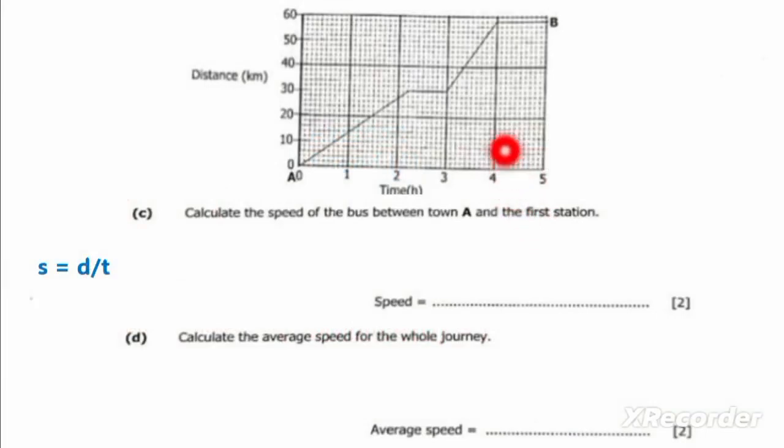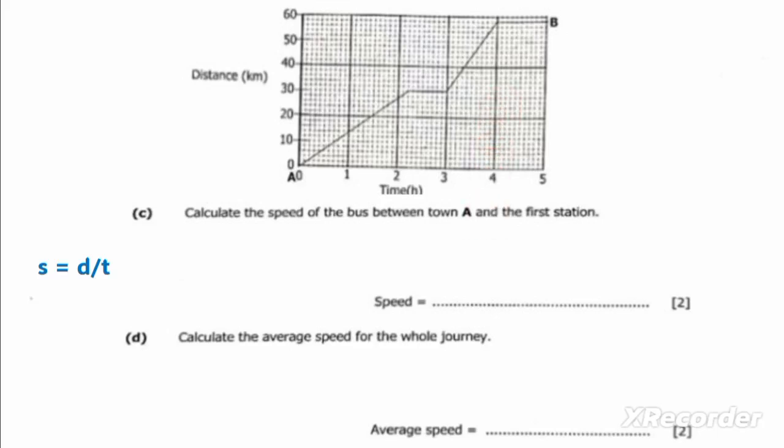The bus stopped here. This is where the bus stopped. And the total distance is 58, which we found in the first question. Then the total time is 4 hours. So it took 4 hours for this bus to reach town B.